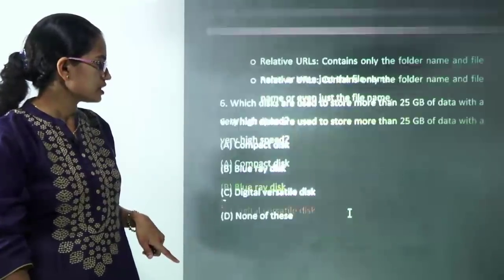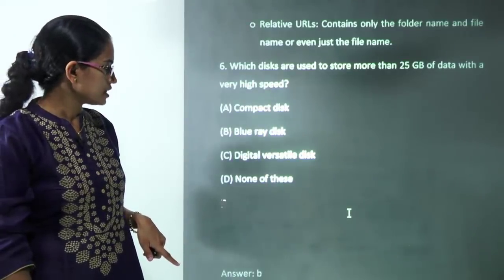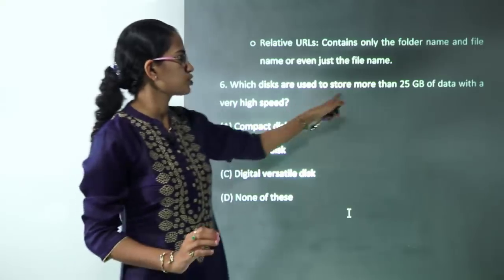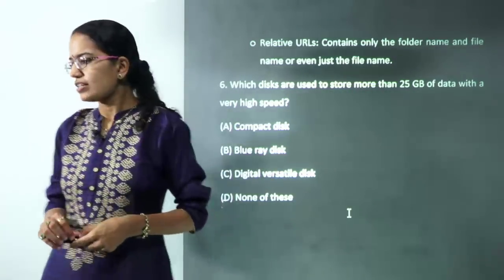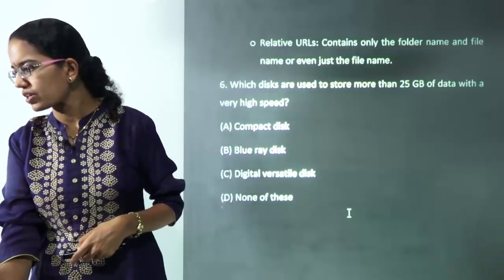The next question here is, which disk is used to store more than 25 GB of data with a very high speed? So question number 6, looking for the answers.